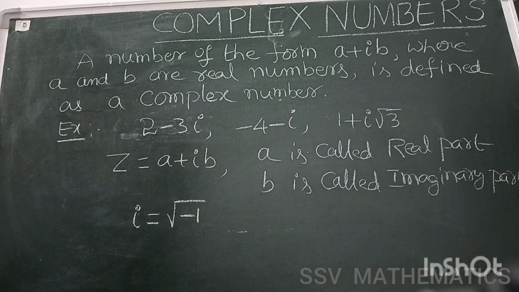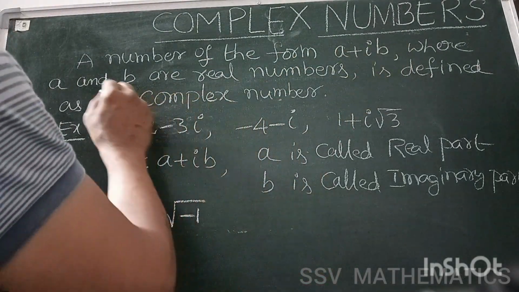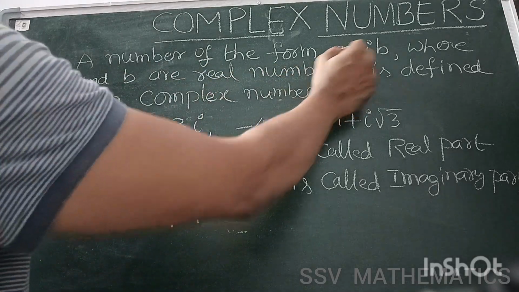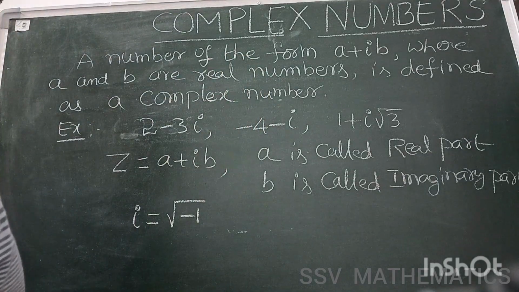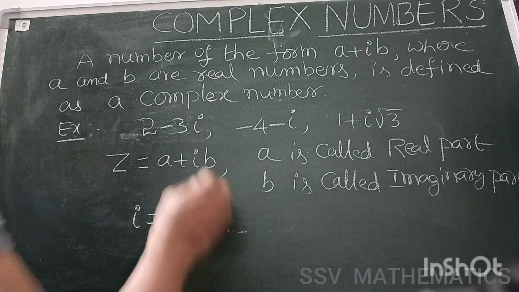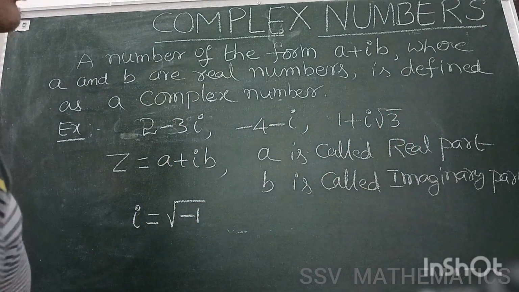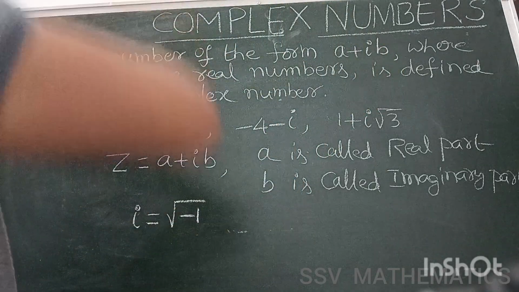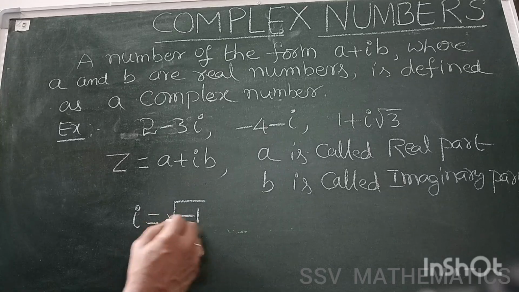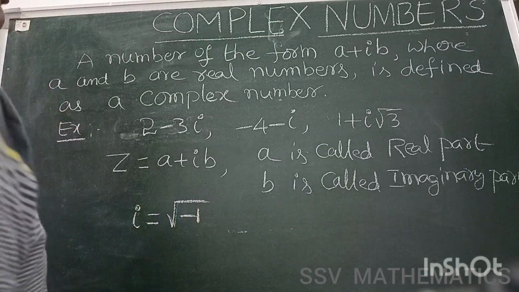So complex numbers. Definition of complex numbers: a number of the form a plus ib, where a and b are real numbers, is defined as a complex number. For example, 2 minus 3i, minus 4 minus i, 1 plus i root 3 are some examples of complex numbers. Here i is called the imaginary number, where the value of i is equal to the square root of minus 1.